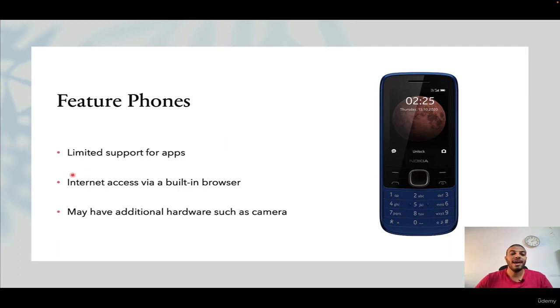The feature phone has a limited support for apps. It has also an internet access via a built-in browser. So you find a browser in the mobile device and you can access any website from it. It also may have additional hardware such as camera. So one of the projects that I worked on using a feature phone was Facebook. We were testing Facebook, the mobile version, on the feature phone.